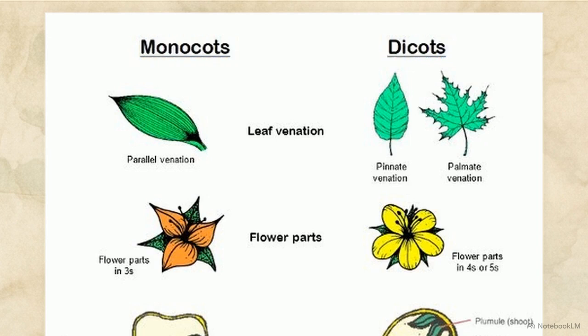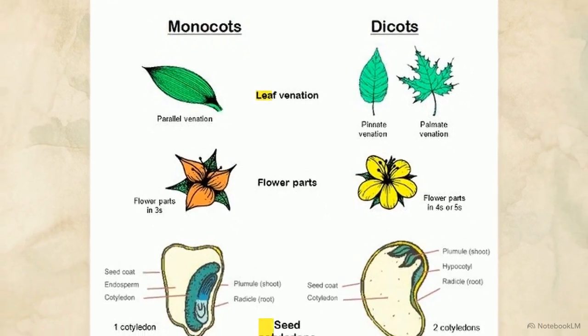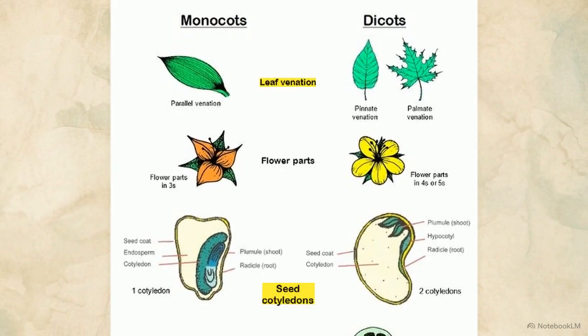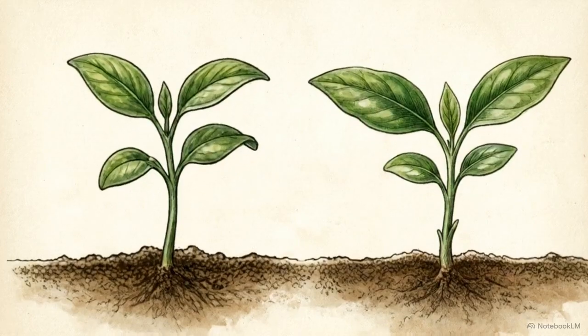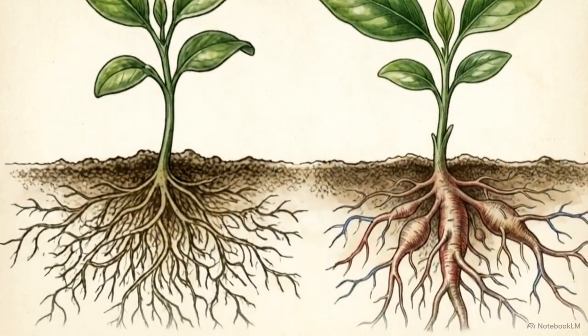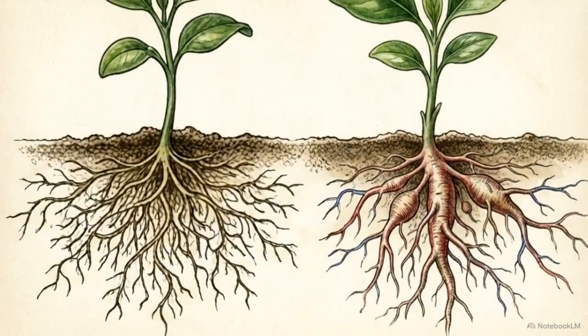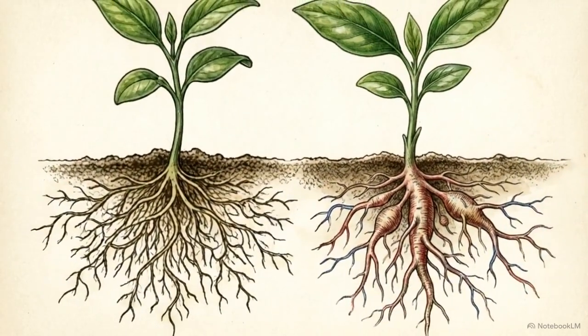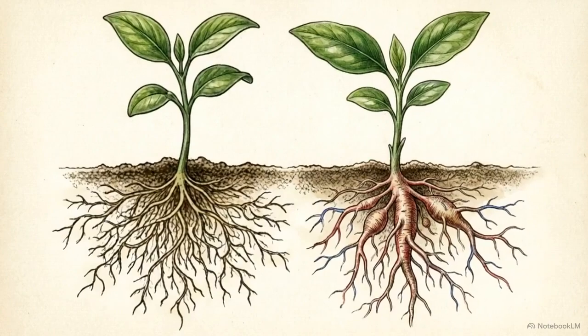The classification relied on physical contrasts, like parallel versus branching leaf veins, and the number of seed leaves inside a sprout. However, physical traits are misleading. Through convergent evolution, unrelated plants develop identical structures to survive similar conditions, making appearance a poor predictor of heritage.